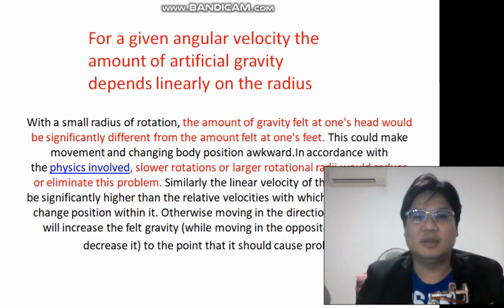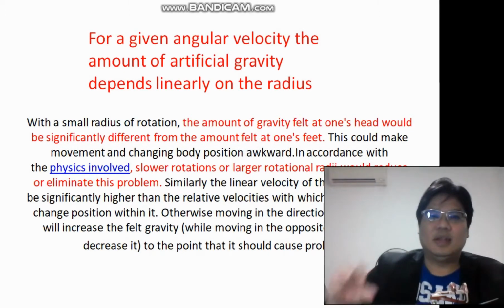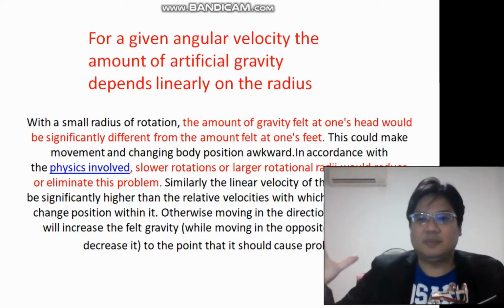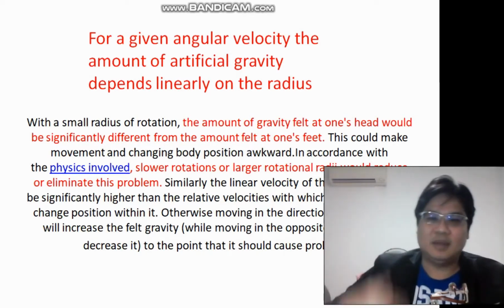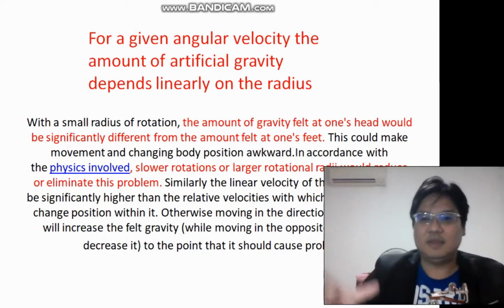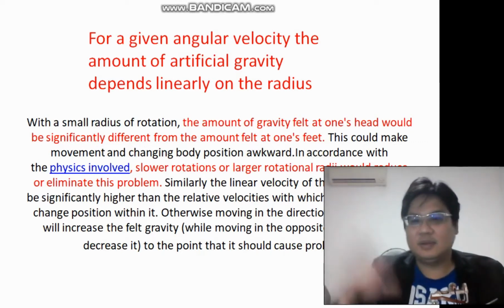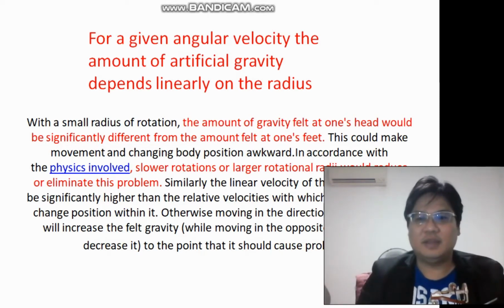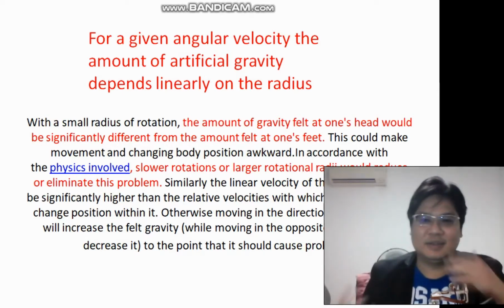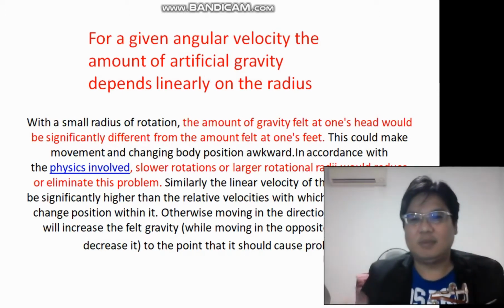It depends on the linearity of the radius. So it depends on, for example, the velocity or the speed as it spins, and if the radius of the spinning centripetal force is not long enough, you'll find that the person will feel a bit dizzy, because he will feel that his head is heavier than his legs, or his legs are heavier than his head. So he might have this problem. So either you make it slower or you make it bigger. So it has to be at the right amount.